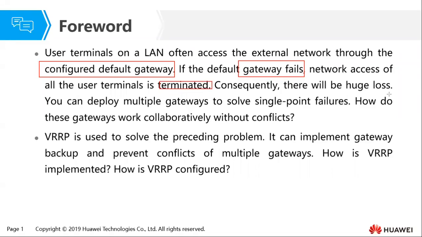Now, consequently, there will be huge loss. So you can deploy multiple gateways to solve this problem. One of the options is to deploy multiple gateways in order to solve the single point of failure. So how do these gateways work collaboratively without conflicts? Now, VRRP is used to solve this problem. It can implement gateway backups and also prevent conflicts of multiple gateways. So how is this done, and how can we configure VRRP on our routers?